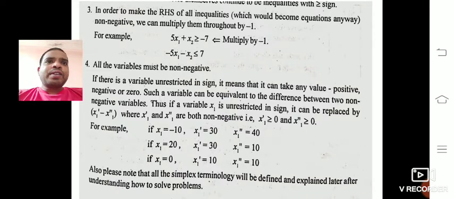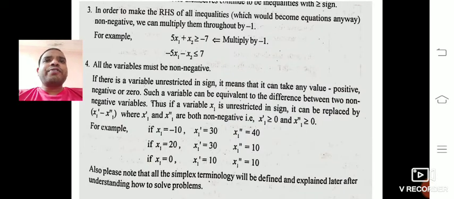And the fourth one: all the variables must be non-negative. If there is a variable unrestricted in sign, it means that it can take any value, positive or negative or 0. Such a variable can be expressed as the difference between two non-negative variables. Thus if a variable x1 is unrestricted in sign, it can be replaced by x1' minus x1'', where x1' and x1'' are both non-negative, that is, x1' is greater than or equal to 0, and x1'' is also greater than or equal to 0.